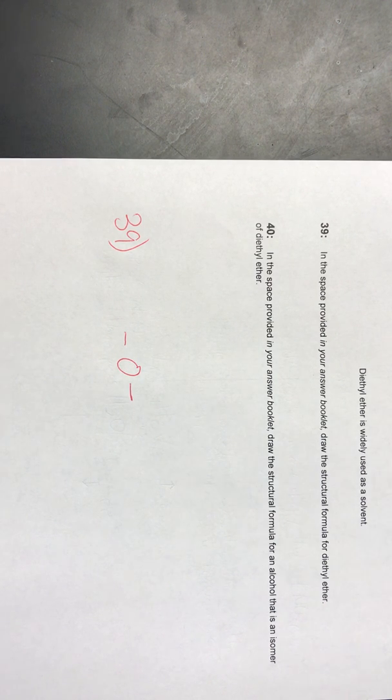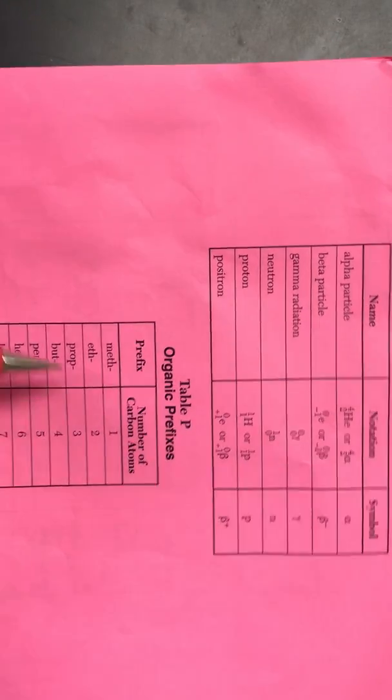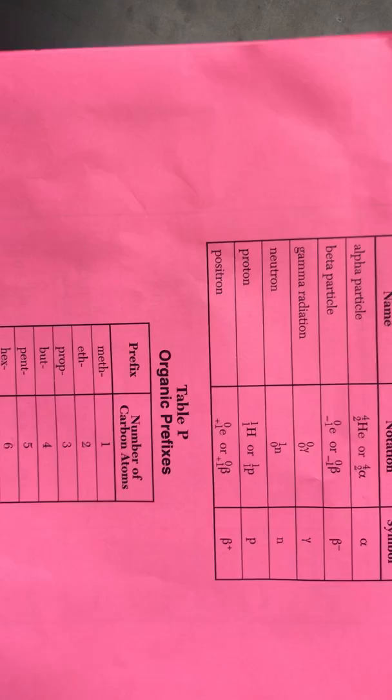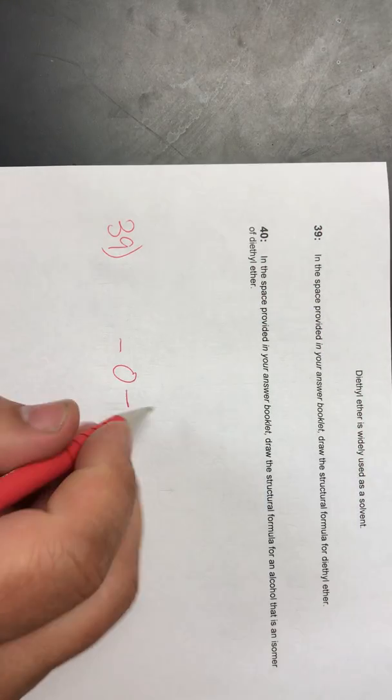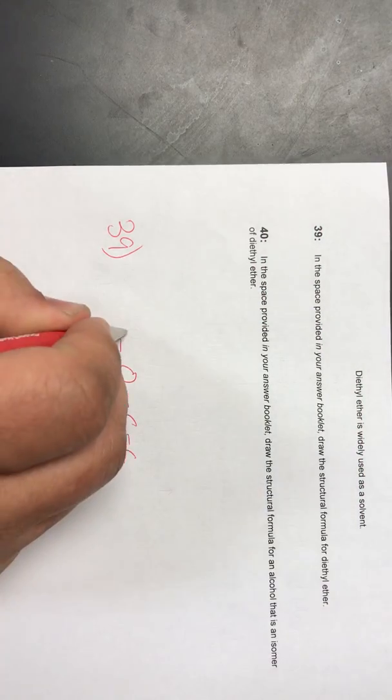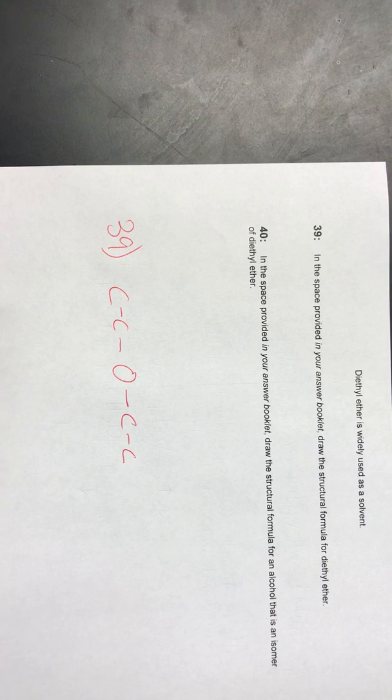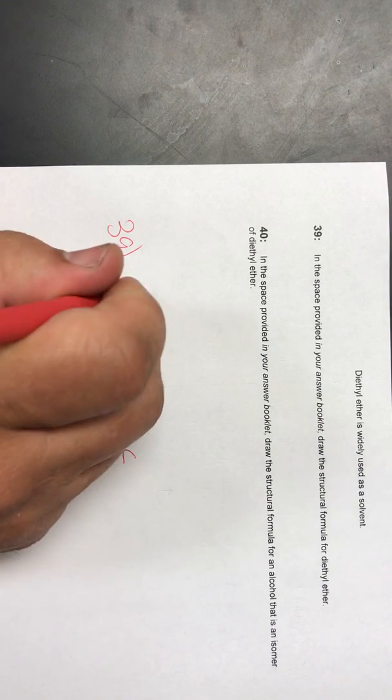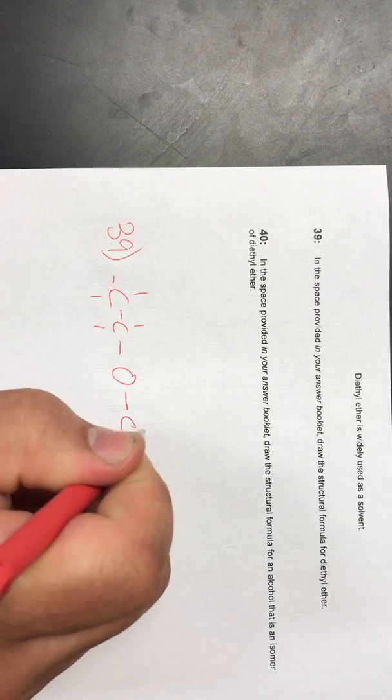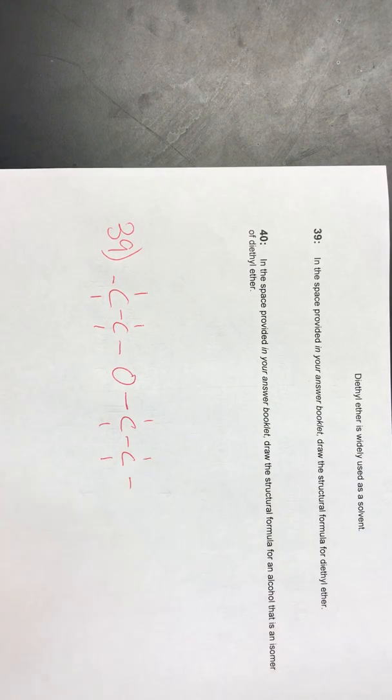In this case, ethyls. Again, we go to our reference tables, table P, eth meaning 2. We have two carbon chains being split by the oxygen. So this is an ethyl and an ethyl that makes a diethyl, and this oxygen that splits them makes the ether. Again, we don't want to forget our carbon or hydrogens that have to be attached to our carbon.